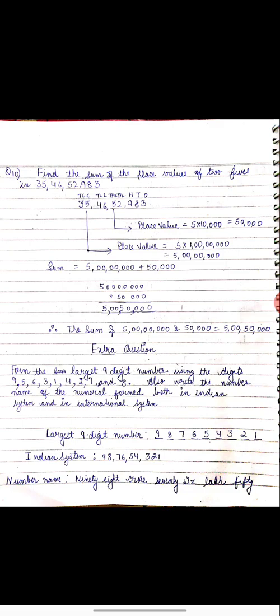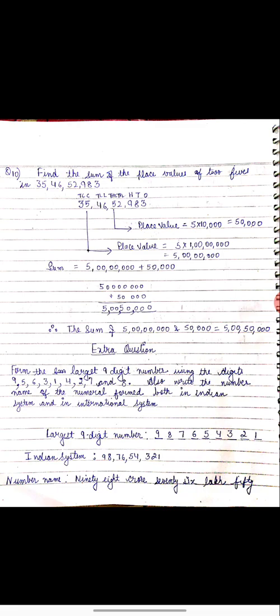And next 5 is at which place? Crores place. And what is the face value of this 5? The face value of this 5 is 5. And multiply it by 1 crore. Why 1 crore? Because it is at the crores place. So multiply 5 by 1 crore. What do you get? 5 crores. And then you have to add these two place values. That is, add 5 crore with 50,000. And what do you get? 5 crore 50,000.